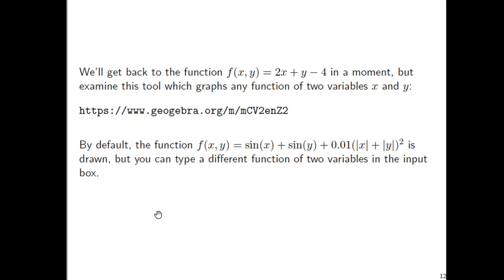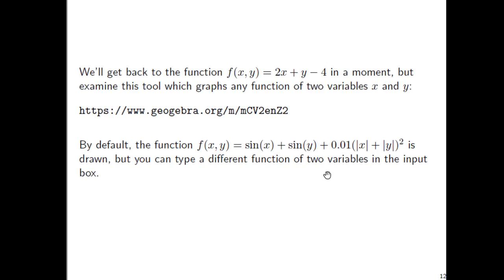Okay, so I hope use of that app was fun. By default, it's graphing sine of x plus sine of y plus 0.01 times the square of the sum of the absolute values of x and y. But you can type in a different function of two variables in the input box and see what that graph looks like, right? So this is a really neat app. It did not take me too long to design, but I hope you'll use it, be creative, have fun, just see what you get, right?